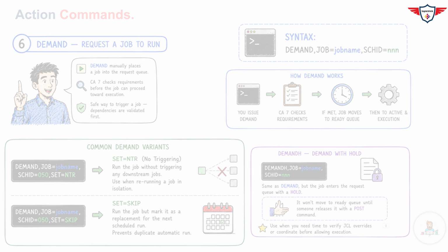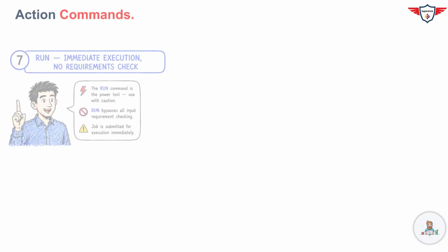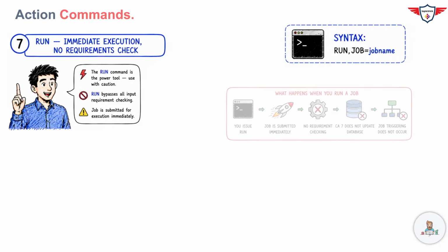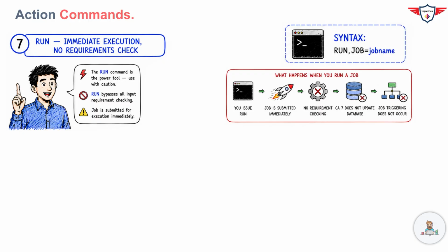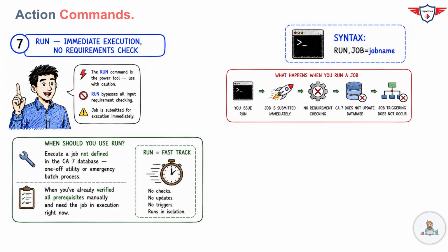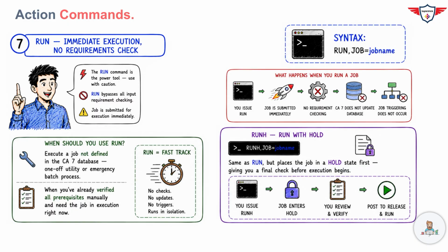Now the next important command is RUN, that is immediate execution, no requirement check. And syntax is pretty simple. You have the RUN keyword followed by JOB equals job name. And this is a powerful tool and it must be used carefully. Unlike the DEMAND command, RUN actually bypasses all input requirement checking and the job is submitted for execution immediately, regardless of whether its predecessors have run or its databases are available. Additionally, when a job is run via the RUN command, CA7 does not update the database upon completion.